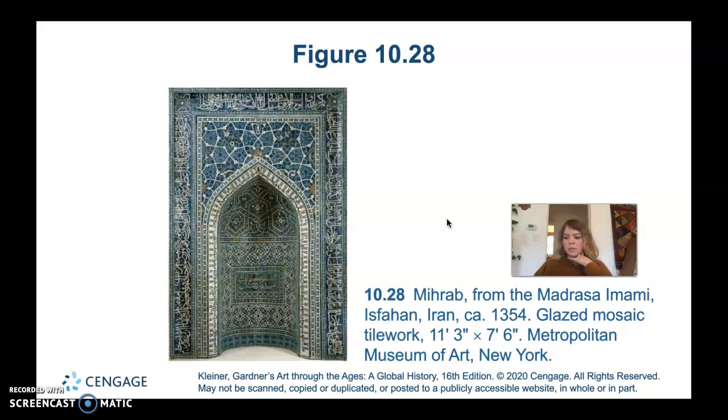So this is the mihrab from the Madrasa Imami in Isfahan, Iran, 1354, glazed mosaic tilework. So this is the mihrab, like I said, and it's considered to be a really exceptional example of Islamic Iranian ceramic tile work. And the golden age of Islamic tile work is in the 16th and 17th centuries.